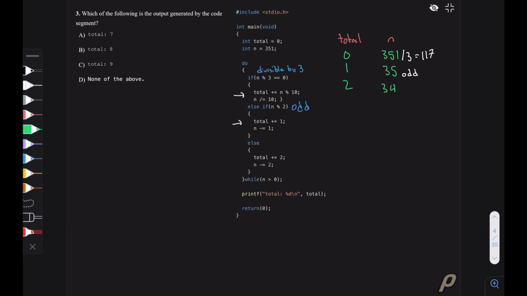We check, is n divisible by 3? Is 34 divisible by 3? No, it is not, as 33 is divisible by 3. And then is 34 odd? No, it's not. So in this case, we have neither of them. So in that case, we're going down to this else bracket down here. So then we add 2 to our total to get 4, and then we subtract 2 from n to get 32. And then we head back up to the top to do another loop of this.